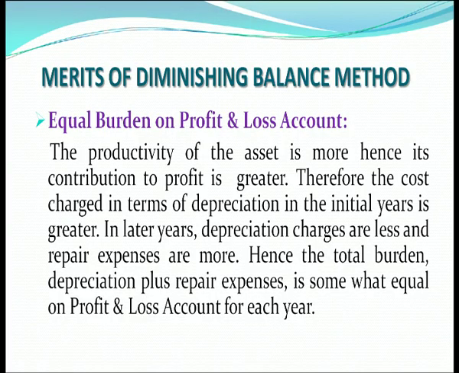Now the merits of diminishing balance method is that it has an equal burden on profit and loss account. So the productivity of asset is more, hence its contribution to profit is greater. The cost that is charged to the profit and loss account in terms of depreciation in the initial years is greater, whereas in the later years the depreciation charges are less as repairs and expenses are more. So it's a more logical approach that in the initial years the repairs are less, whereas in the later years the repairs and expenses are more. Hence the total burden, that is depreciation plus repair and expenses, is somewhat equal on the profit and loss account each year. But again, it also has certain limitations or demerits.